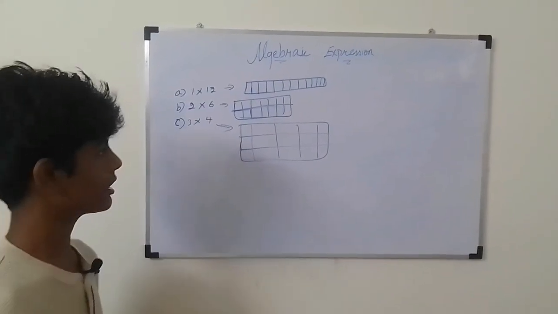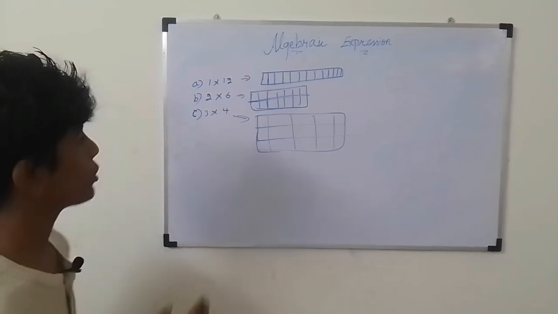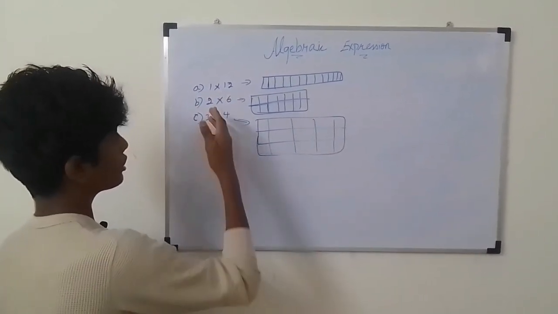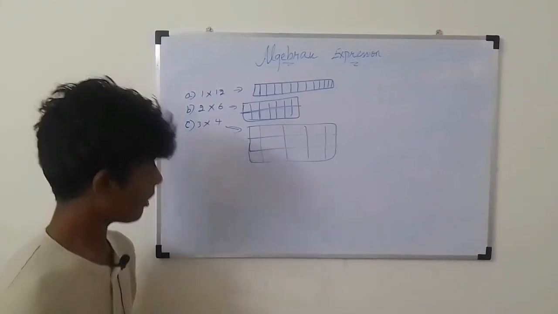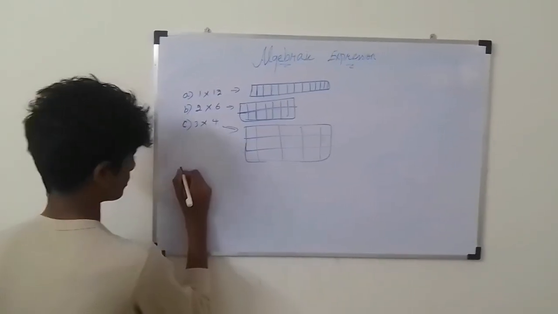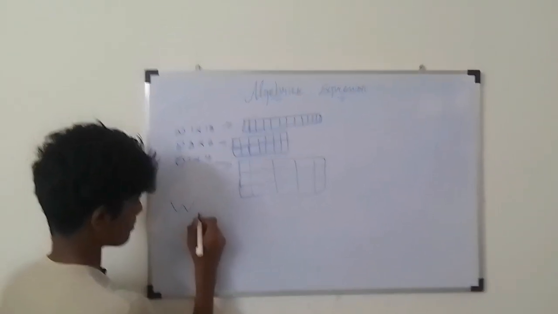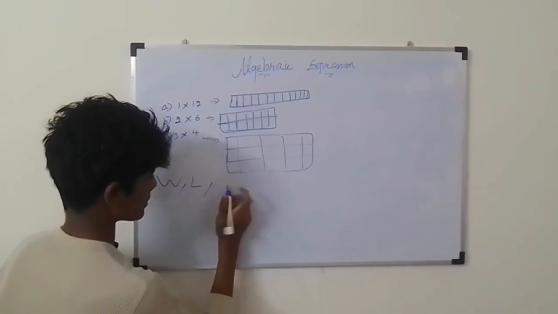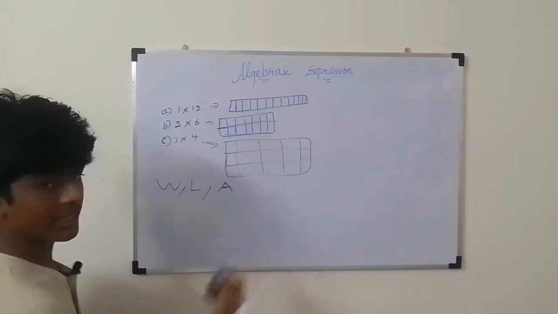So next up is an example. Here we have three rectangles, and the area is 12 for each of the rectangles. Here 1 times 12 is 12, 2 times 6 is 12, 3 times 4 is 12. So all the areas of these rectangles are 12. Now let's say there are W, L and A, which are the width, length and area.